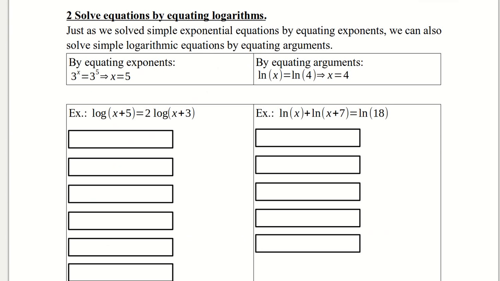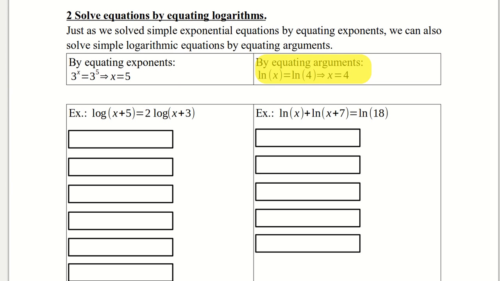Now sometimes everything in a problem has a logarithm attached to it. And that gives us a different feel to our equations. It gives us a different process for solving them. Now, just like we can equate exponents, and that was the first method that we learned when we were talking about solving exponential equations, we can do the same thing with the arguments of logarithms. So here in this example, we're using natural logs, but it works for any log of any base.